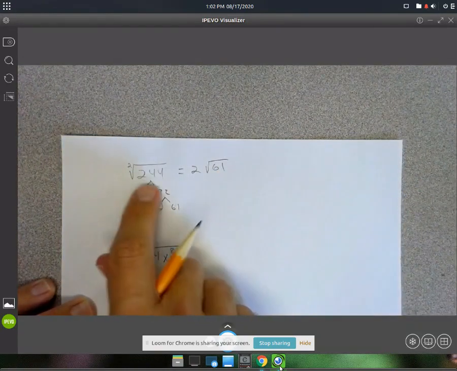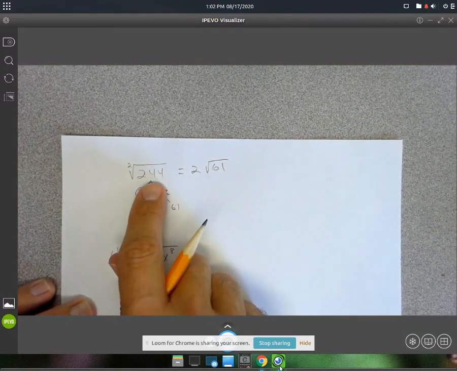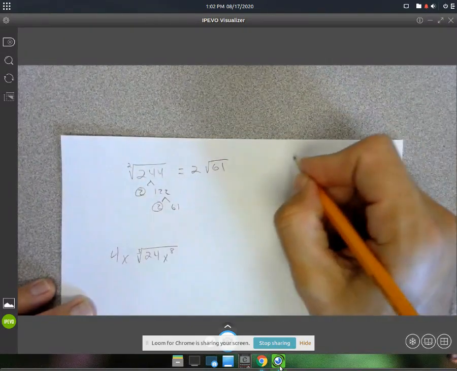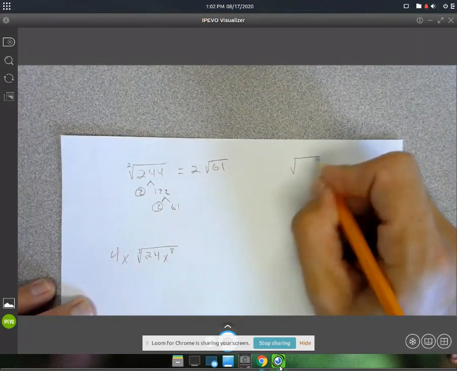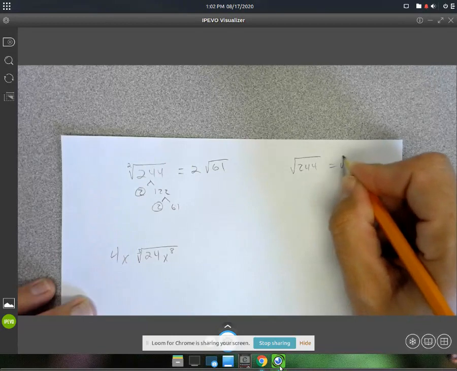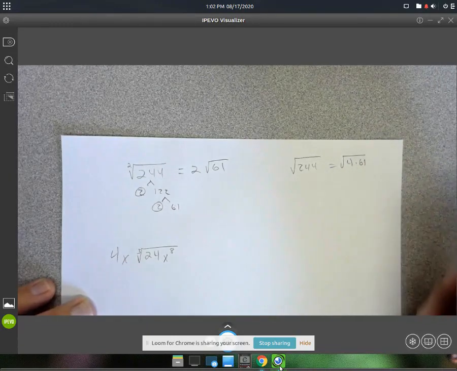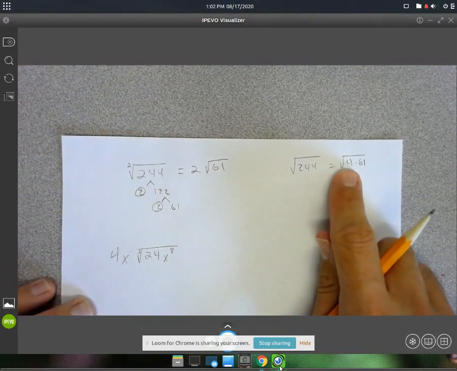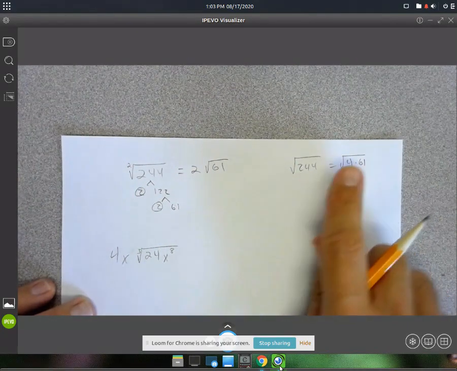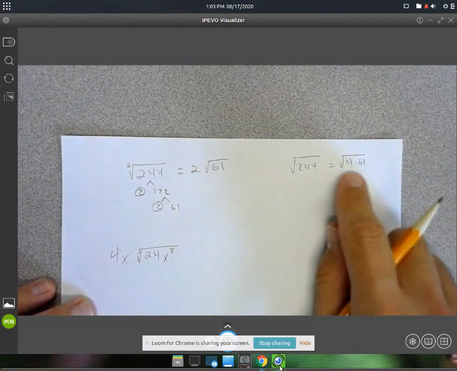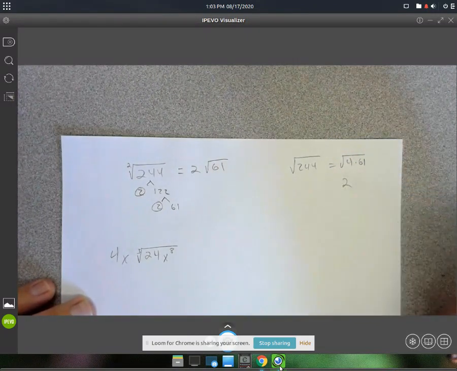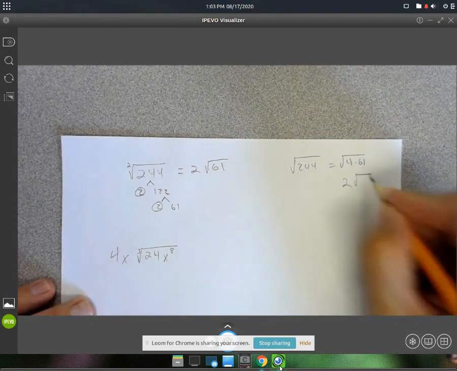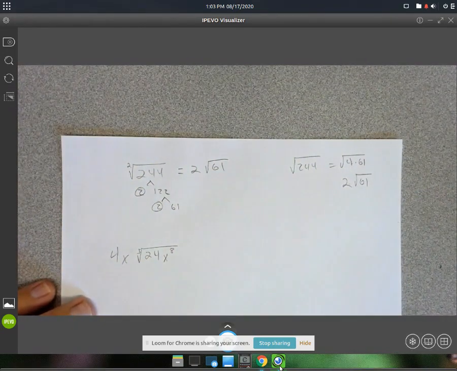All right, you may have learned it by trying to find the largest perfect square factor of 244, and the largest perfect square that will go into 244 is just 4. So 244 could be rewritten as 4 times 61, and since this is the biggest perfect square that'll go into it, we know that'll be what we want to split it up as and pull that square root of 4 out, leaving us with a 2 for that part, and then the 61 left over.